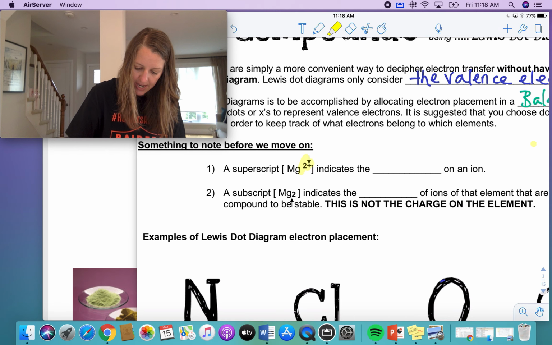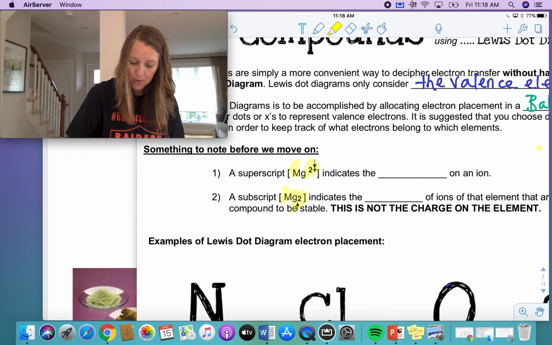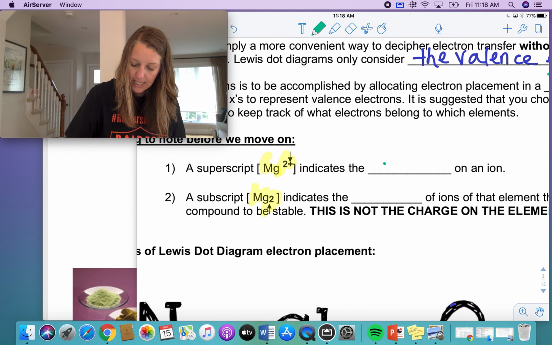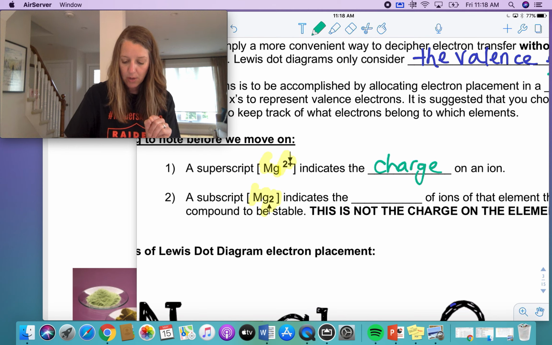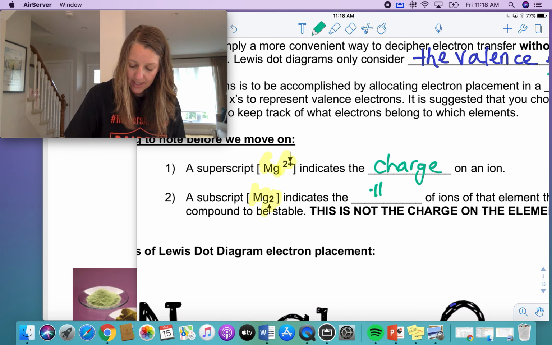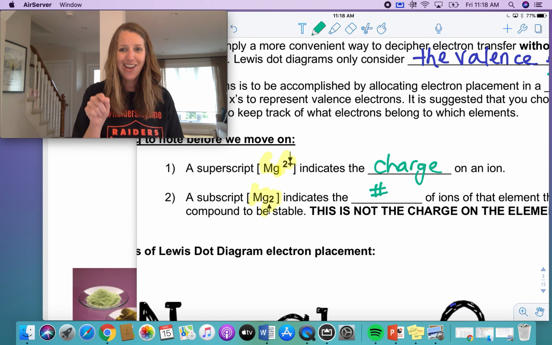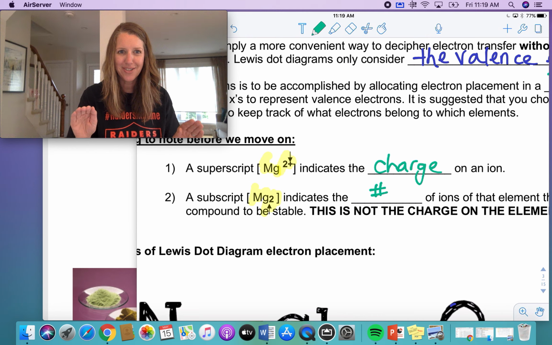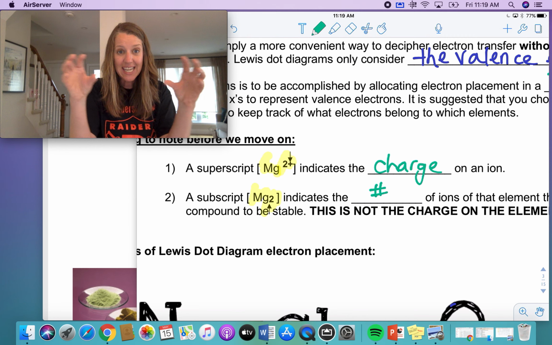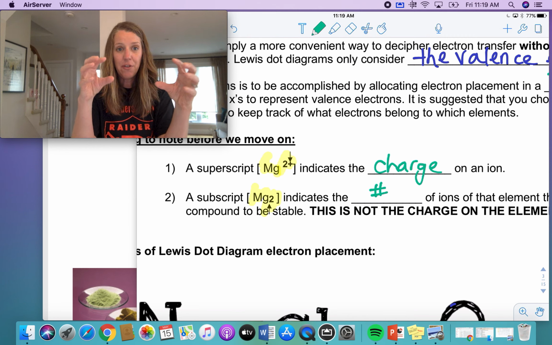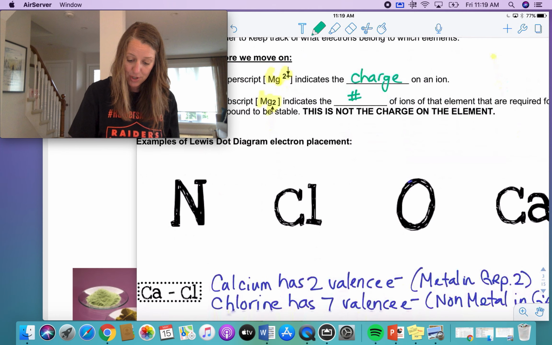This is called a superscript, and this is called a subscript. Okay, superscript is the one at the top. It indicates the charge on the ion. A subscript down below indicates the number of ions that are going to be in that particle. Very important. Okay, superscript tells you the charge of the ion. That's like the second step in making the compound. And then you figure out the ratio of those 2 ions. That's what comes into play with the subscript.